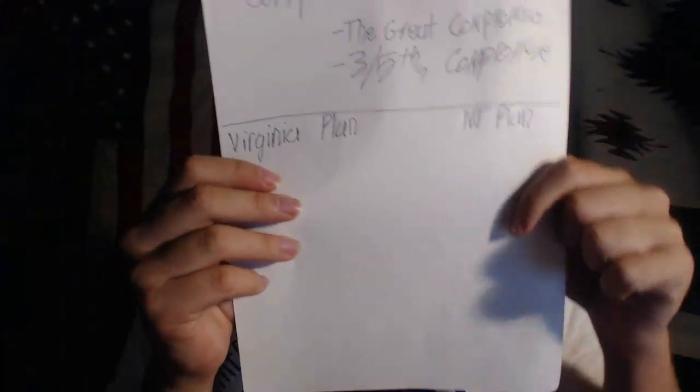So, this is the Great Compromise we are talking about. There's two different plans here: the Virginia plan and the New Jersey plan. We see this split. The Virginia plan said representation should be up to population, right? So this is a distinct disadvantage to smaller states. The Virginia plan favored larger states.